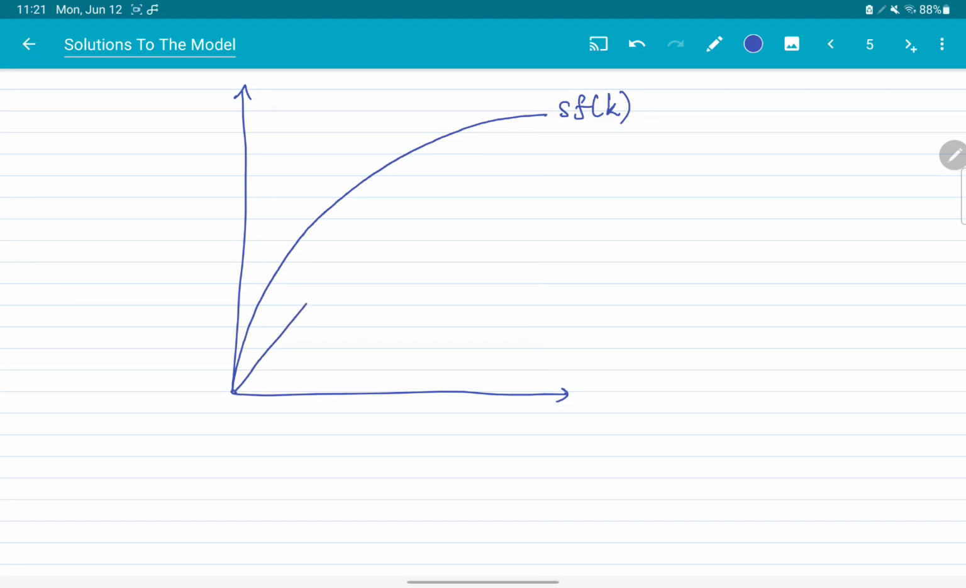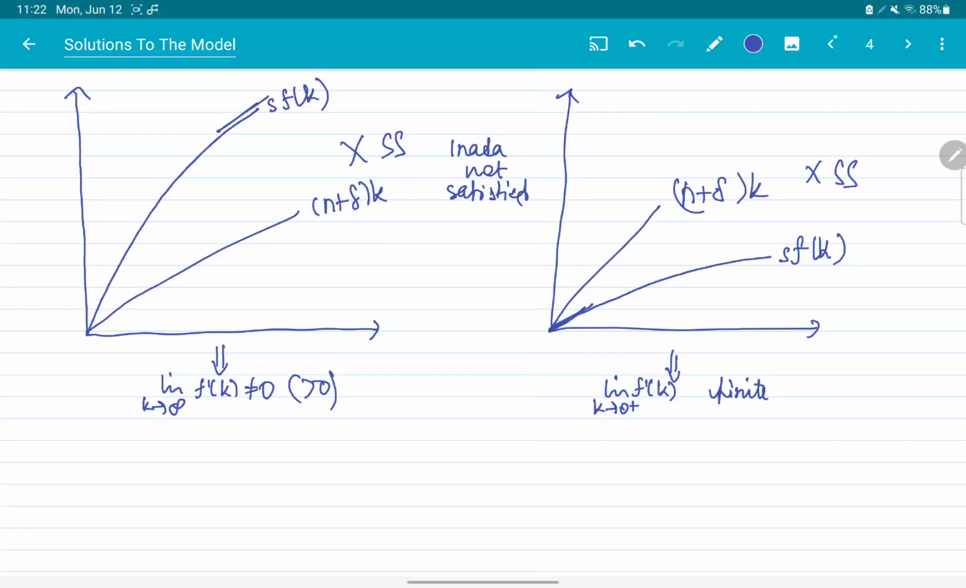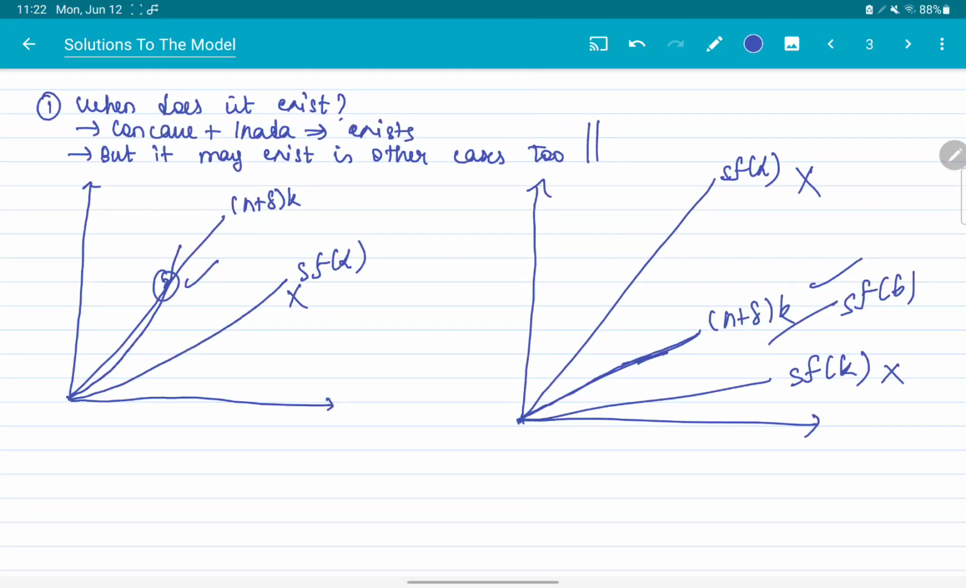So why does a steady state have to exist? Because initially your sf(k) must exceed the depreciation line, and eventually it must go below the depreciation line, because the depreciation line always has positive slope, while this is eventually going to 0, which means a steady state must indeed exist. So just to go back then, these are the two questions.